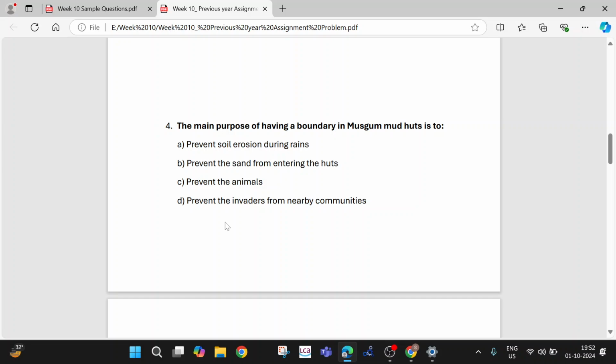To avoid the entry of sand coming into the huts. So this was discussed in the lecture, or not? Yes, sir. So option B is the right answer: prevent the sand from entering into the huts. That's fine. So can we move to the fifth question then?